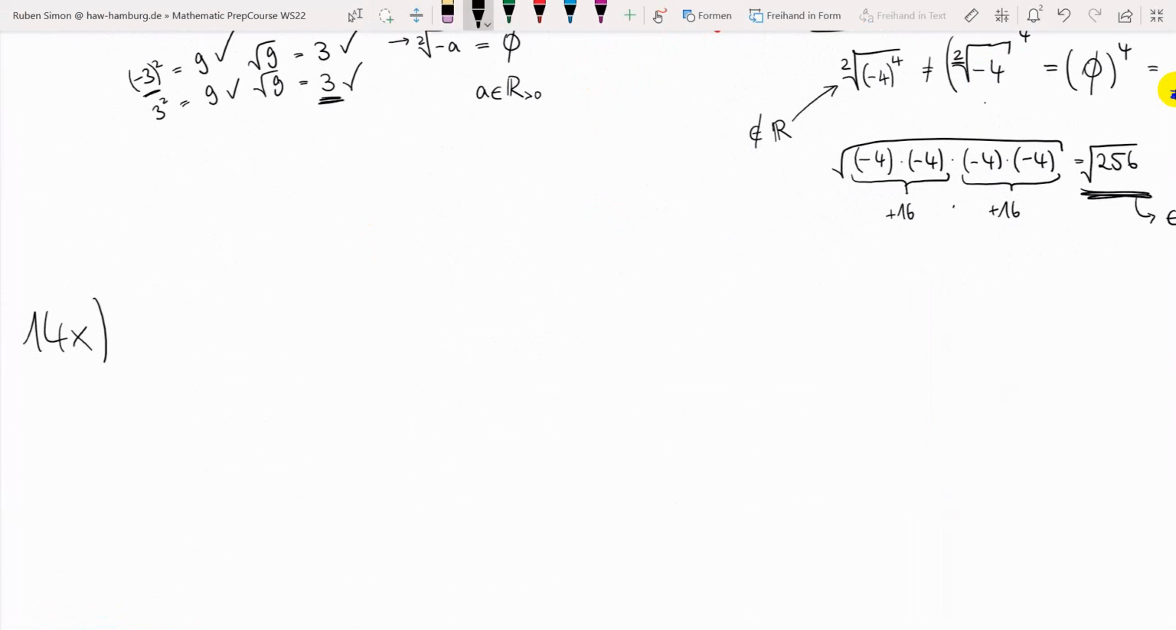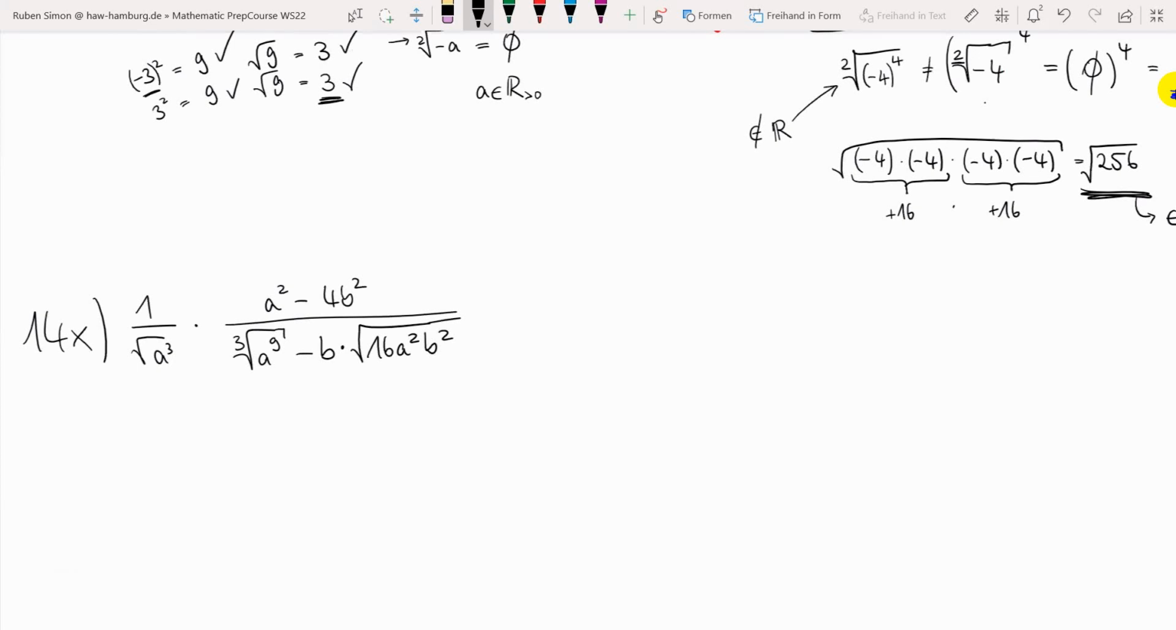14x: 1 over a to the power of 3, times a squared minus 4b squared, over the cube root of a to the power of 9 minus b, times 16 a squared b squared.